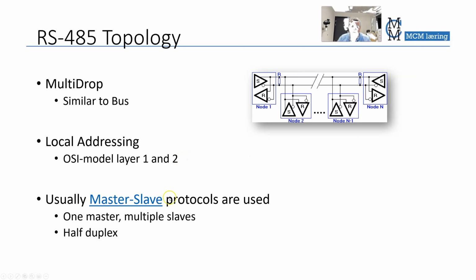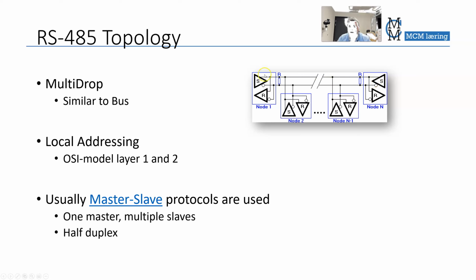Usually you have something called a master-slave protocol, which is that one of the nodes is a master, and it sends a request to the other devices and gets a reply. So the only one that can initiate the communication is the master. So master sends a request and gets a reply, sends a request and gets a reply. So this node cannot communicate with this one here.